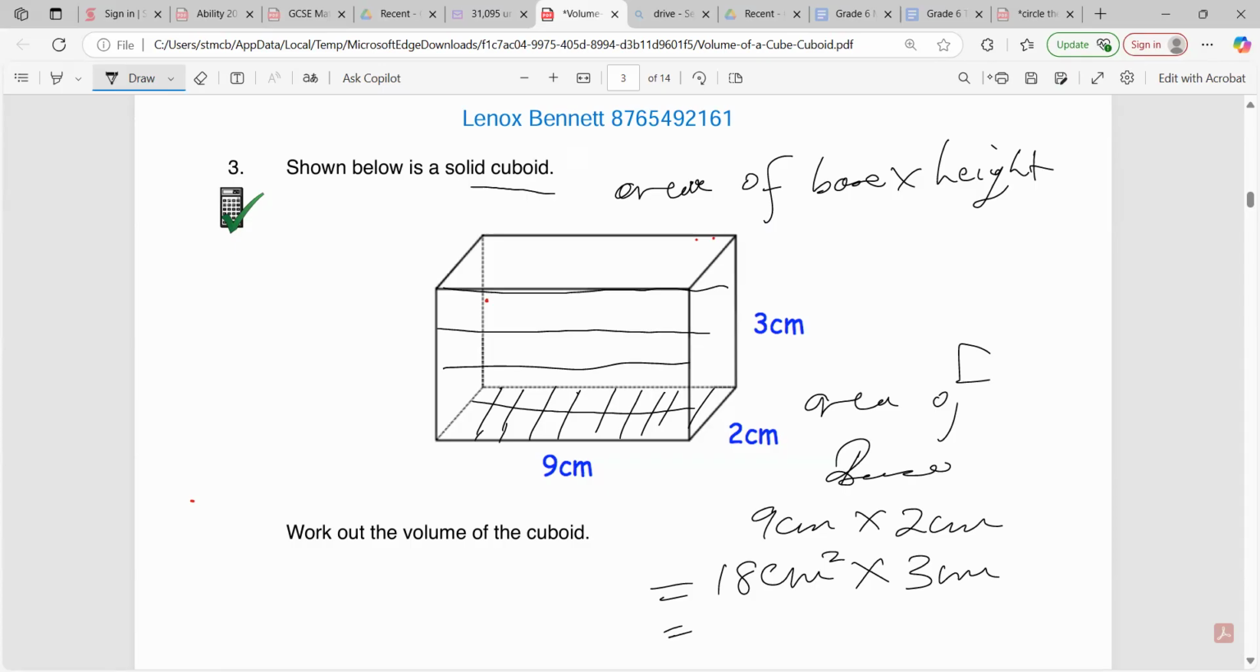3 times 18: 3 times 8 is 24, 2, carry 4, 3 times 1 is 3, and that 4 makes 5. So that's 54. What's the unit? Cm cubed, not area, because it's the volume, how much space it occupies. So that would be 54 cm cubed.